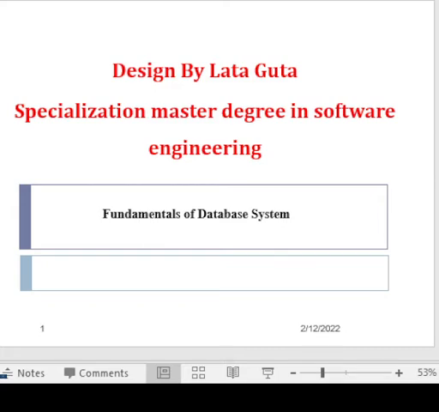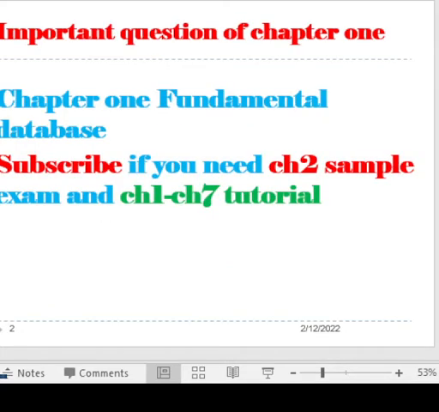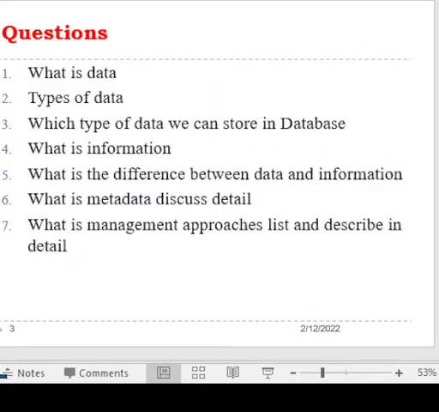Before we start the introduction part, let me show you some important questions which may help you during your reading. The first one is to know the term: what is data? Before we start the definition of a database, anyone must understand the meaning of data and also some types of data. Data has three types: structured data, unstructured data, and semi-structured data.